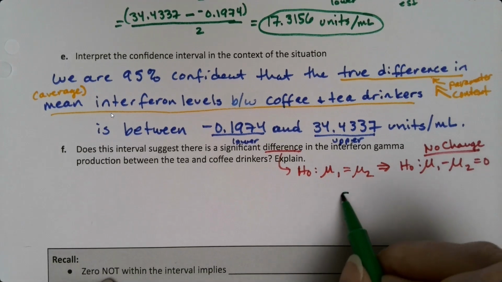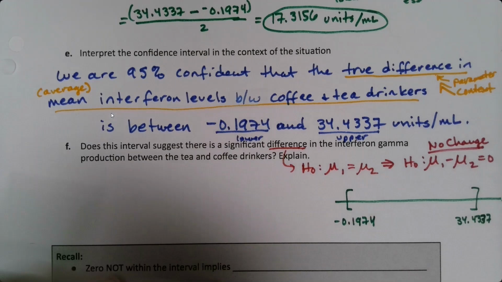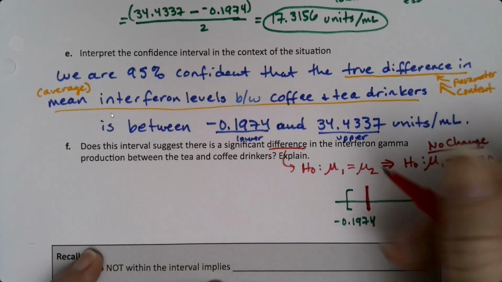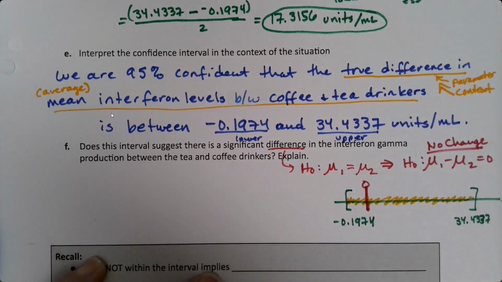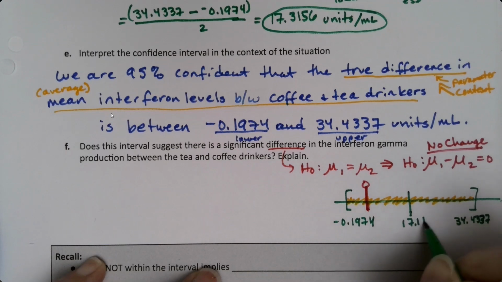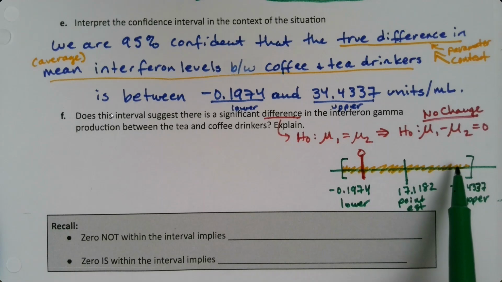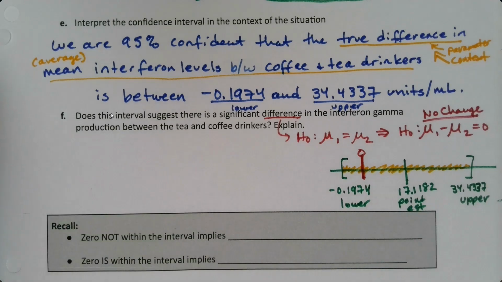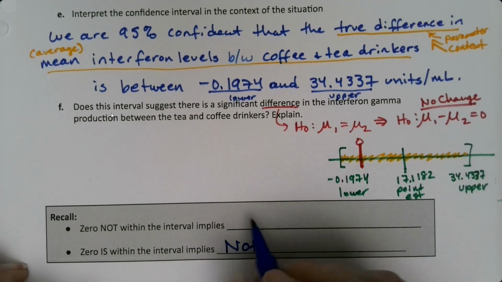Okay, so look at our graph. If we look at our lower number and our upper number, the upper is 34.4337. The lower number is negative 0.1974. 0 is here. It's inside that interval, right? The interval is anywhere from the lower number to the upper number. And for the record, the point estimate is right here in the middle at 17.1182. Right? That's the point estimate. This is the lower. This is the upper. All right, so this interval contains 0. 0 is between the negative 0.1974 and the positive 34.4337. So that means that there is not a significant difference, right? If 0 is within the interval, there is not a significant difference.